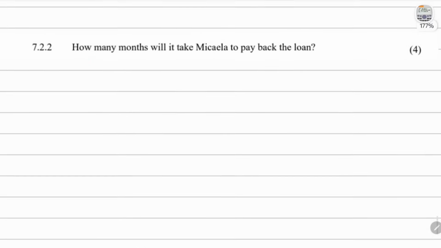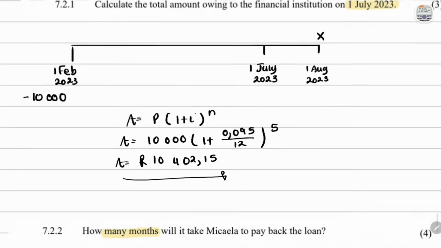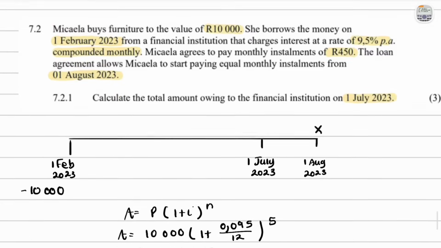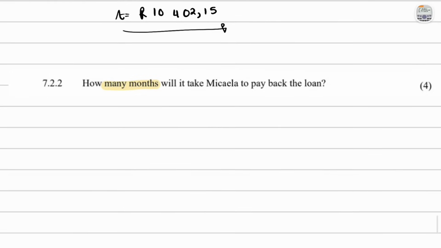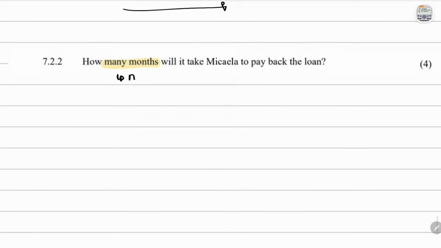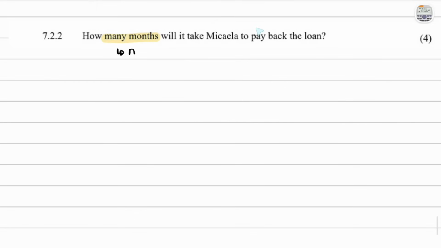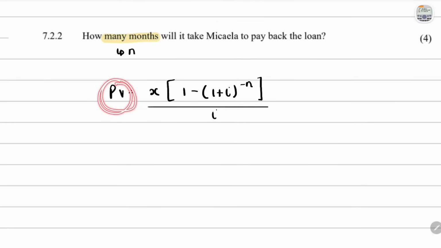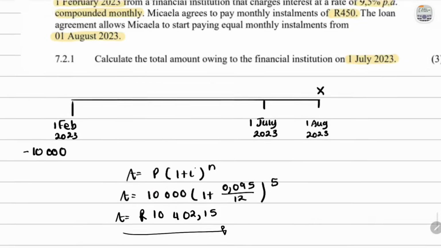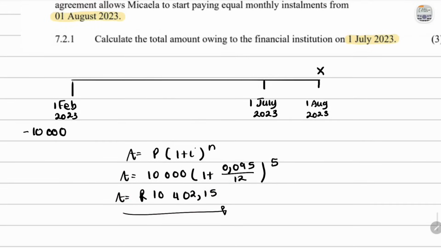Question 7.2.2 asks us, how many months will it take Michaela to pay back the loan? So how long is it going to take her to pay back the loan? We have all the information we need right now. And if they're asking how many months, they really want us to just find the value of n. Now, this is the payment of loans, so we're going to use the present value formula, which looks like this. So the present value amount, this represents the amount that is owed at this point in time. Now, right now, Michaela owes this amount that we just found. She owes this over here.